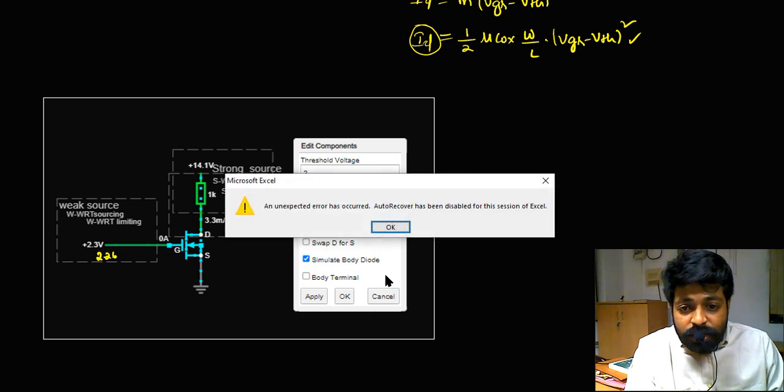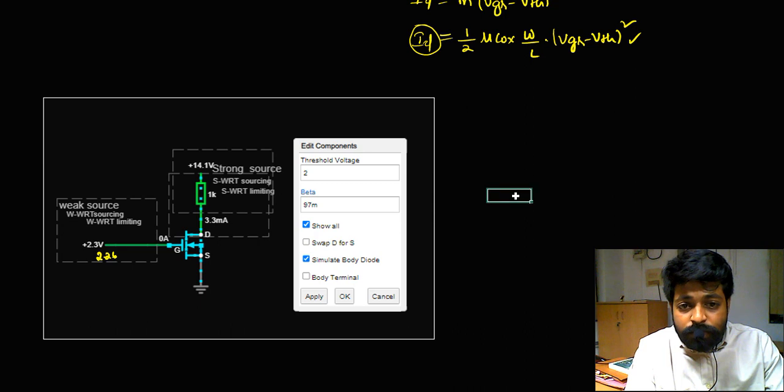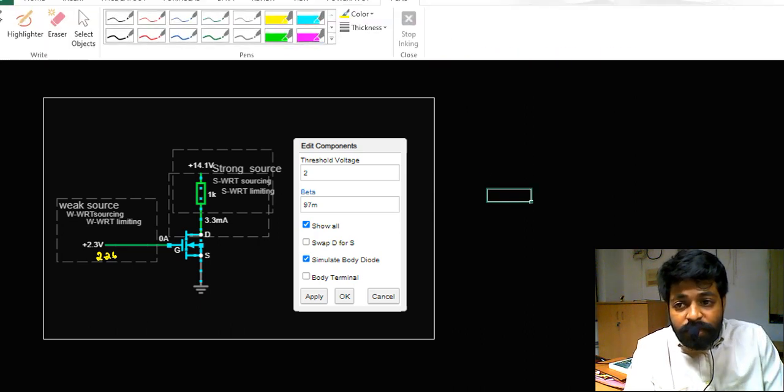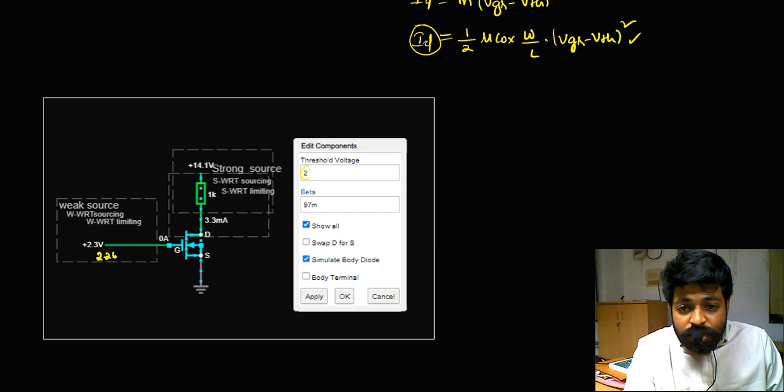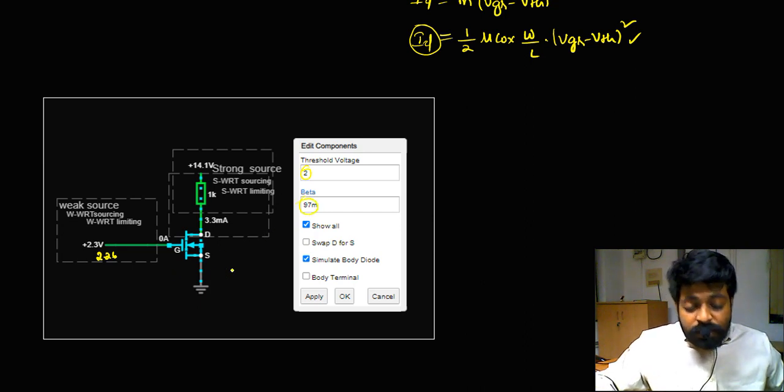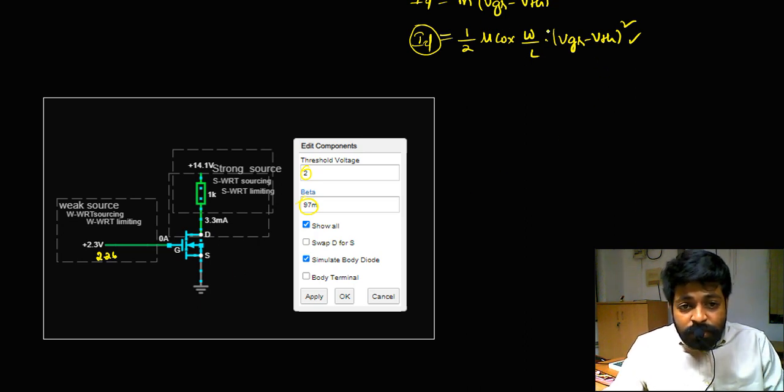So the threshold voltage of the transistor is 2, and the beta value is this one. Let us take the same thing as a reference. Let us calculate the current expected by the transistor, as we know the formula of ID is this one. In this tool, it will not ask for the details of COX and W by L. This term is represented as beta.